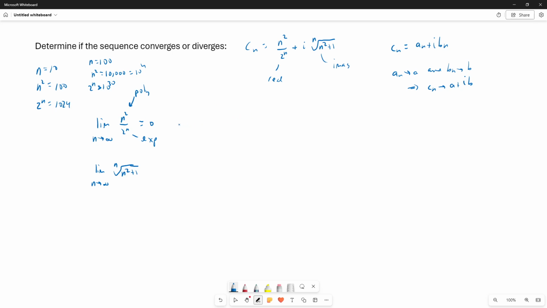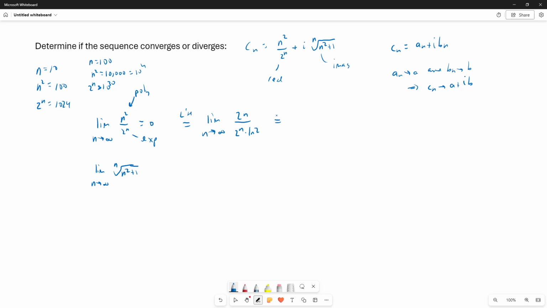L'Hopital's rule gives us that this limit, which is infinity over infinity, equals, by L'Hopital's rule, the limit as n goes to infinity of, take the derivative. We'll just leave the variable as n and take the derivative with respect to n. So 2n, and the derivative of 2 to the n is 2 to the n times the log of 2. Now this is still infinity over infinity because 2 times n goes to infinity.